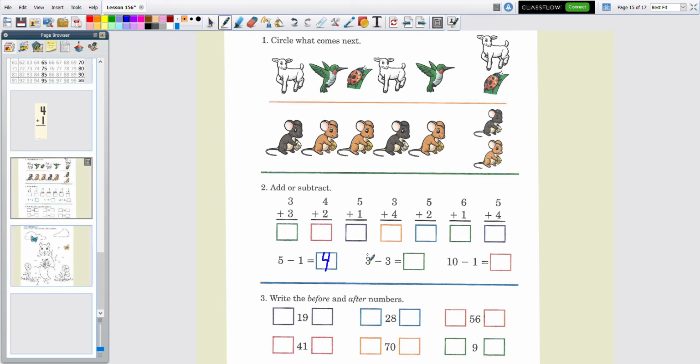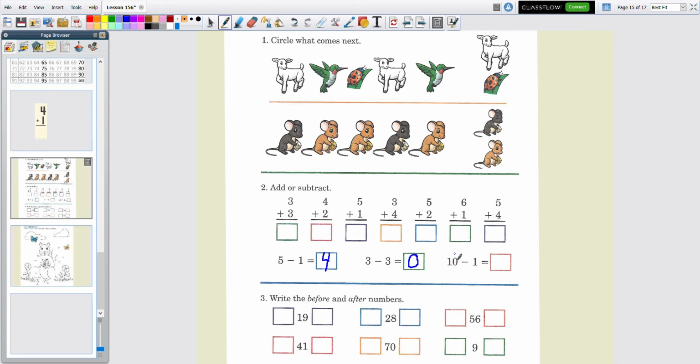Now this one is 3. Hold up 3. Now this is to take away 3. How many do you have up there? You have 3. So how many are you going to take away? You're going to take away those 3. So do it. They're all gone. How do you write that? If you've got 3 and you took all 3 away, you have 0. Very good.